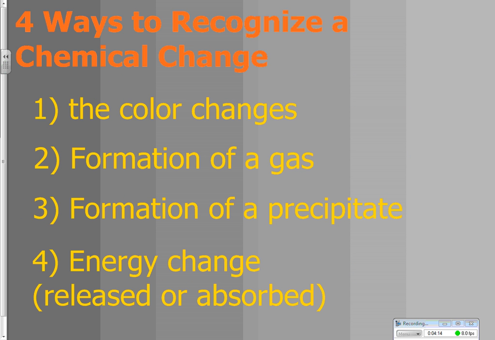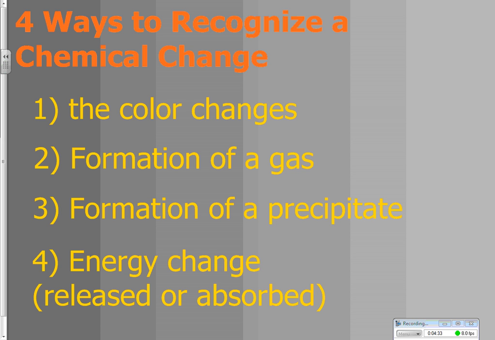Now, how will you recognize if a chemical change has happened? Well, here are 4 pieces of evidence that you can look for to see if a chemical change has taken place. You don't have to see all 4 of them at the same time, but you might see 1, 2, or 3 of them. In some very rare cases, you might see all 4.